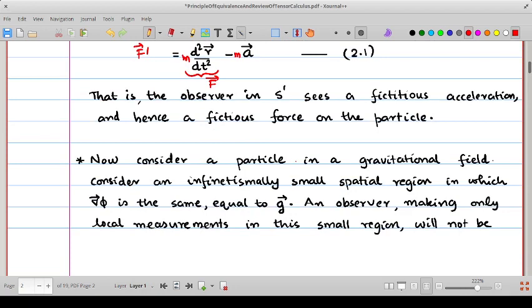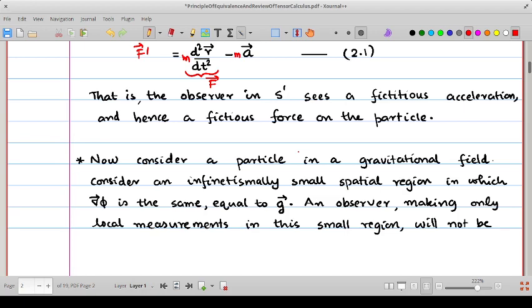Now we consider a particle in a gravitational field, and we consider an infinitesimally small spatial region in which the gradient of the gravitational potential is the same, and we call it equal to g, the acceleration due to gravity. Since the spatial region is infinitesimally small, the gradient of phi does not vary much, and it is approximately a constant, and we can call it g.